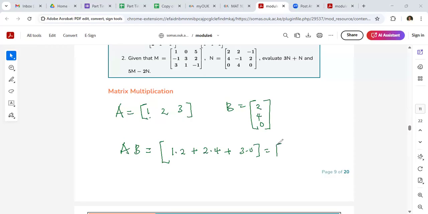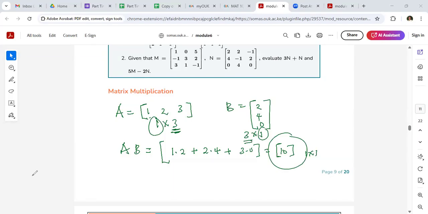And that would be equal to 2 plus 8, that is 10. And please notice, so this was a 1 by 3 matrix, and this one is a 3 by 1 matrix. The number of columns in A must be equal to the number of rows in B. And the resulting matrix would be of order 1 by 1.